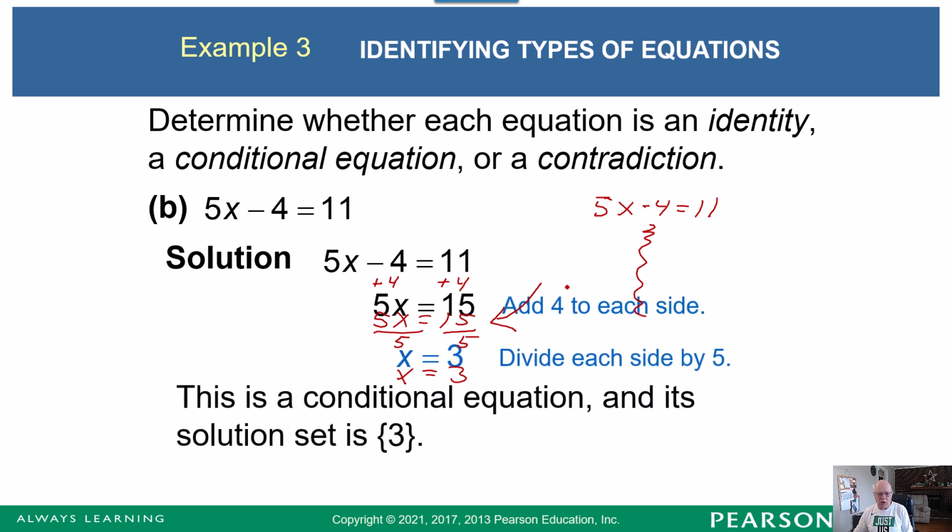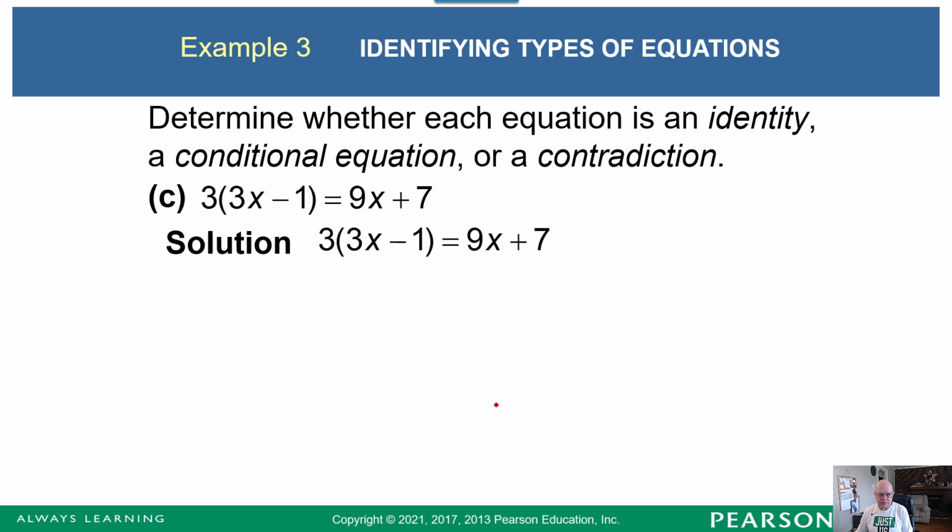So that's a conditional equation. It's only true when x equals 3. Next, how about this one? Here we've copied the equation and we'll simplify this left side of 9x minus 3 equals 9x plus 7. Now we'll subtract 9x from both sides. Where does that take us? On the left side we'll have negative 3. On the right side we'll have a 7.